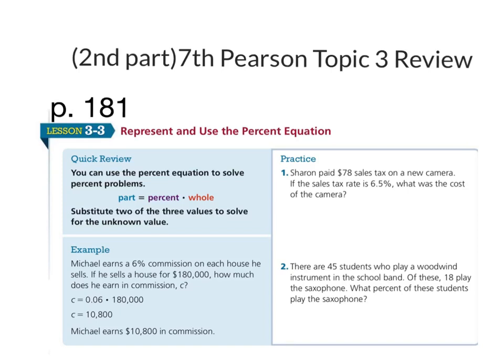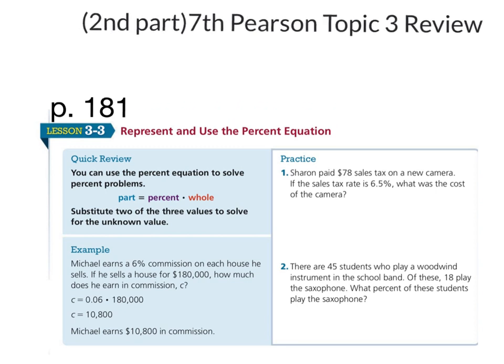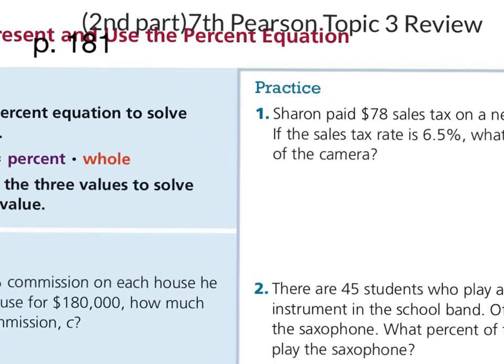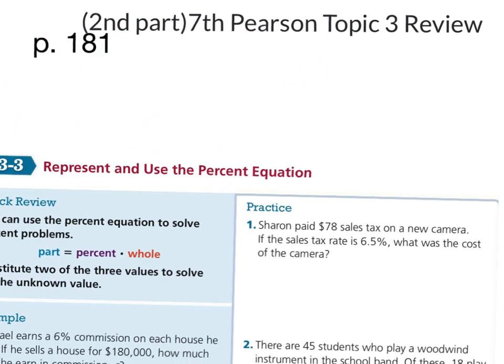Page 181, continuing our topic 3 review. Lesson 3.3 was on the percent equation. Percent equation, we basically talked about if you see the word is, that means equals. If you see the word of, that means multiply.